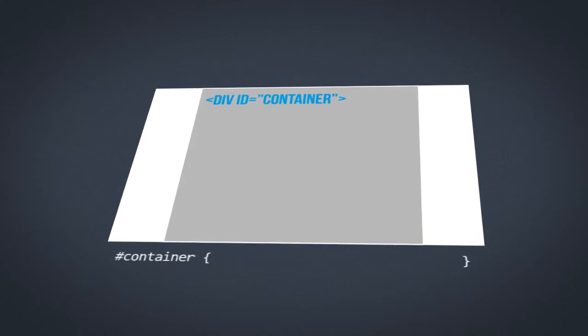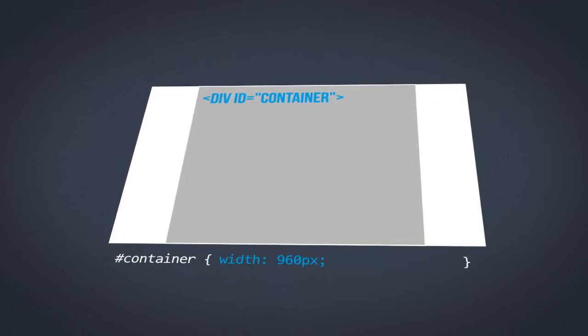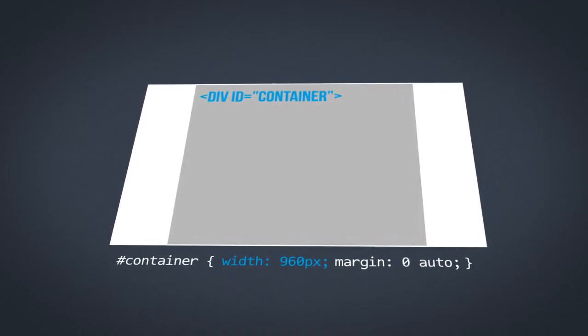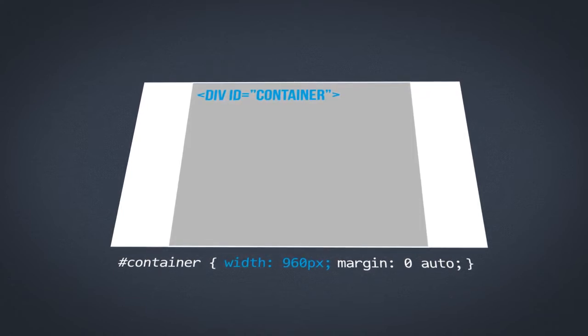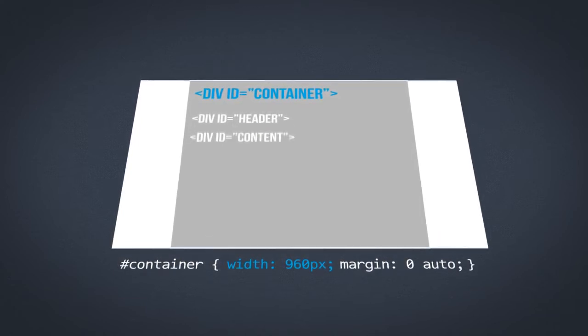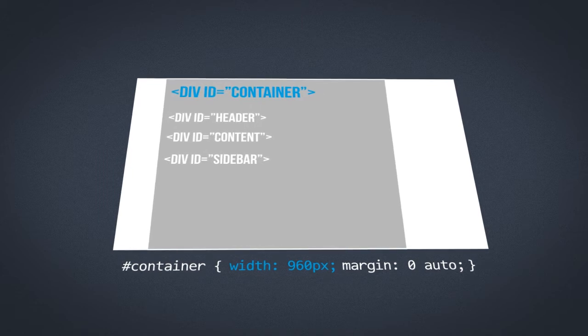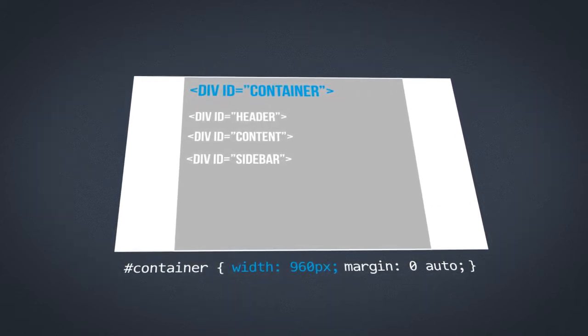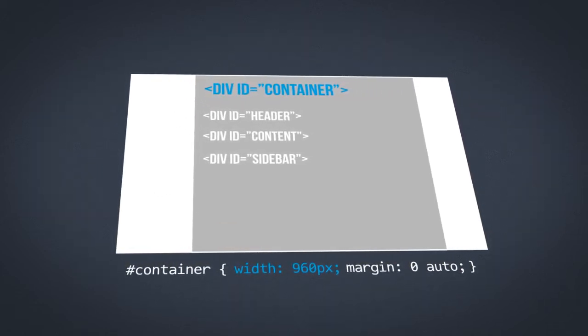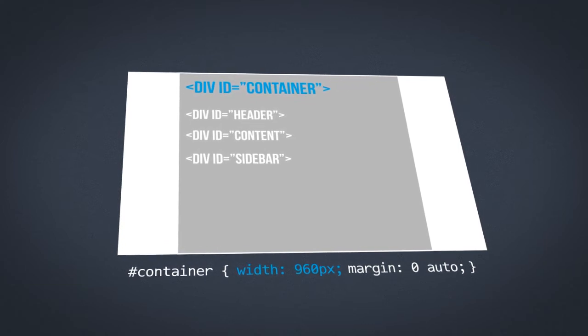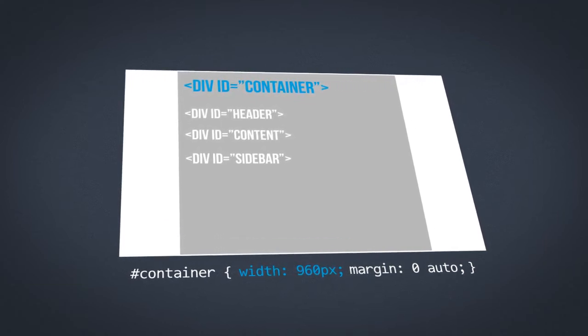We use CSS to set the width of the container and to center it within the page. The container will hold all of our other HTML elements, and therefore we can center all of the page content by just centering that one container element rather than centering and positioning every single element one by one.